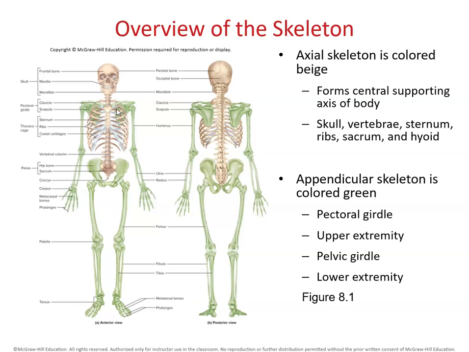The appendicular skeleton has four broad parts. We have the pectoral girdle, which is up here, kind of your shoulders. The upper extremity, which is the arm and the hand. The pelvic girdle, which is the pelvis. And then the lower extremity, your lower leg and foot.